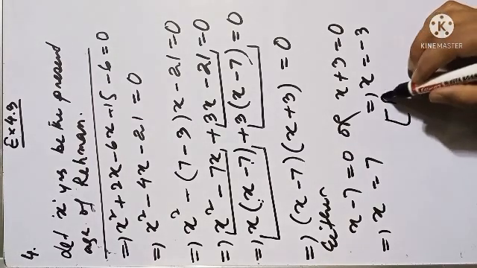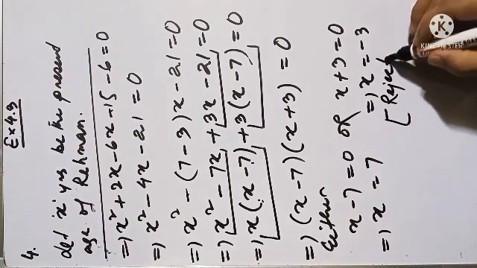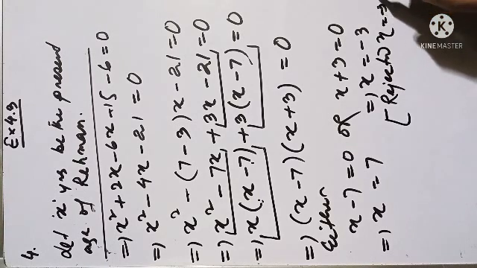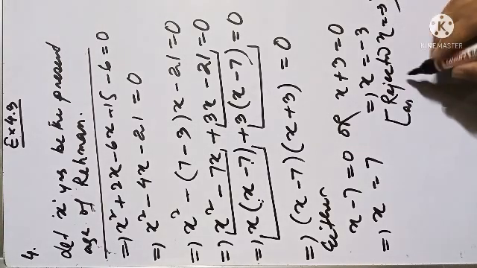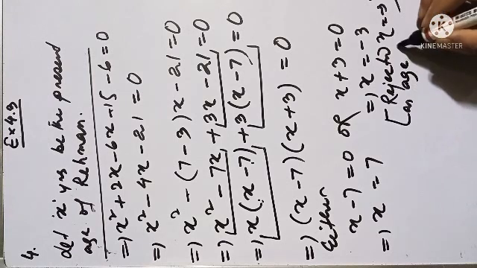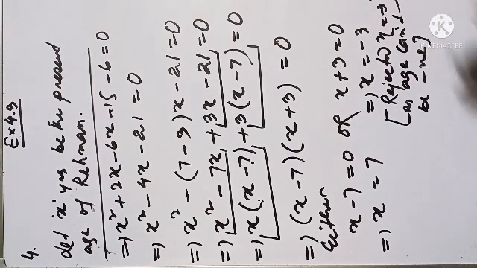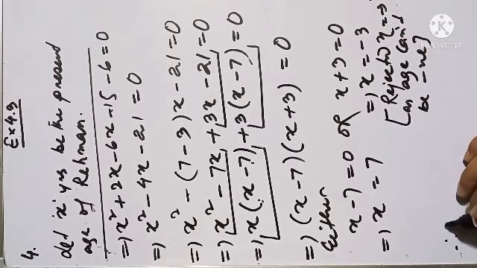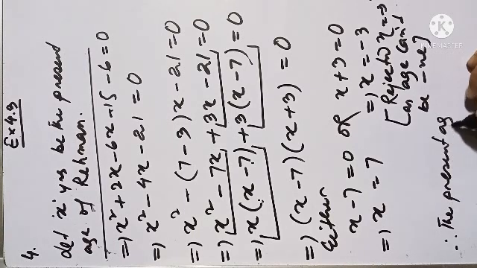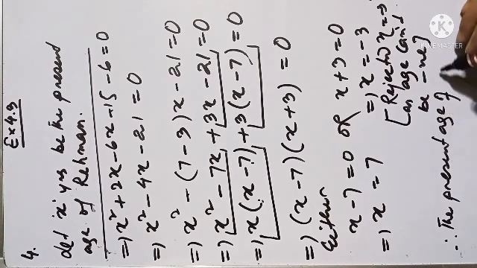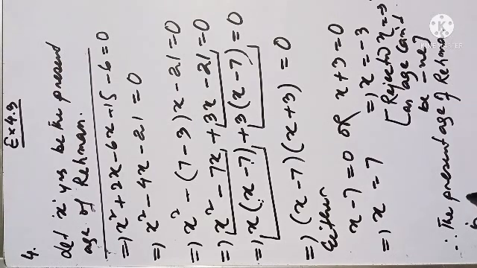So let me write here, rejected, x equal to minus 3 is rejected, age cannot be negative. Okay, therefore the present age of Rahman is 7 years.